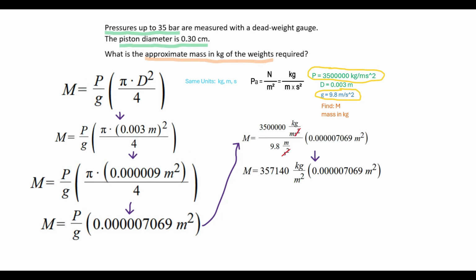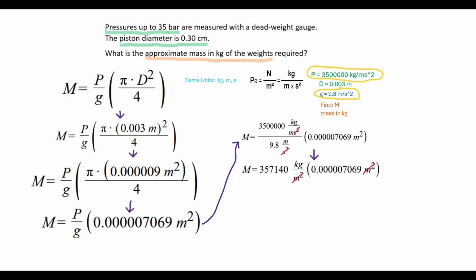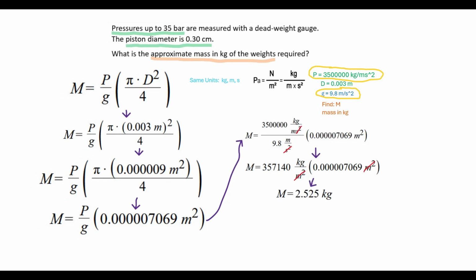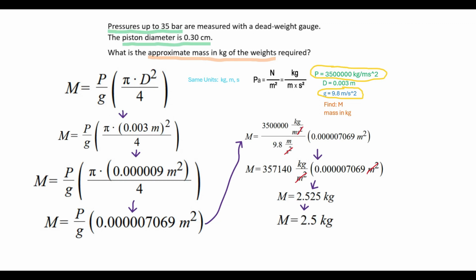The value of pressure divided by the acceleration of gravity equals 357,140 kilograms per meters squared. The two units of meters squared cancel each other out. Multiplying the remaining two values together yields a mass of 2.525 kilograms. The mass equals 2.5 kilograms with two significant figures. This is the approximate mass in kilograms of the weights required.